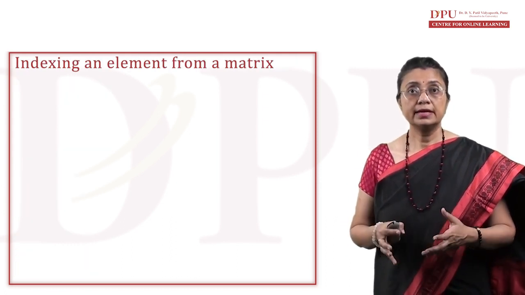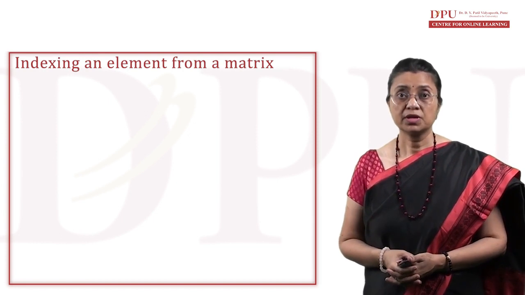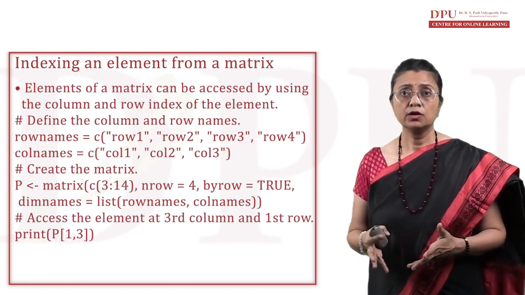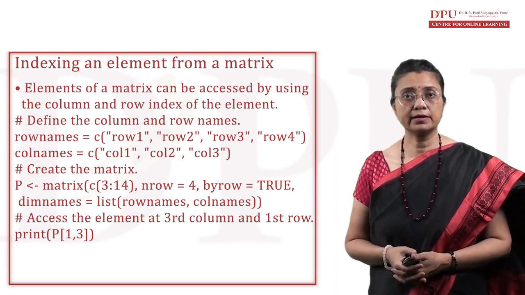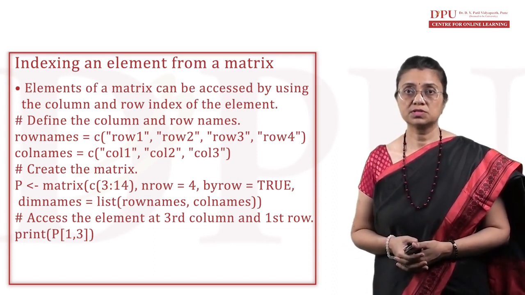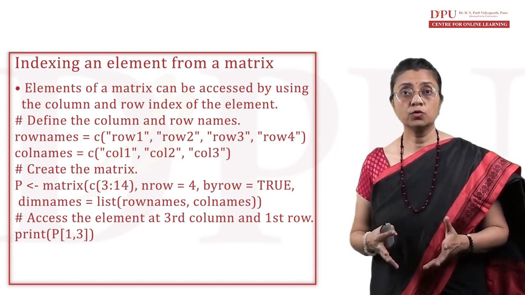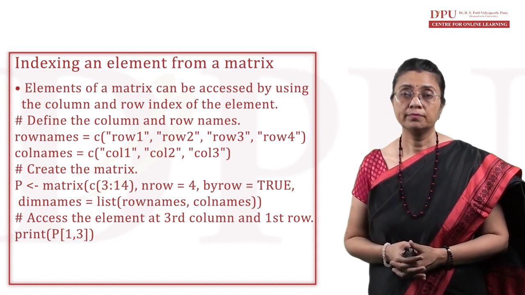So students, indexing an element from a matrix. We will see the meaning of indexing an element from a matrix. Now we all know that a matrix comprises rows and columns, which means that every cell is defined by a row number and a column number.